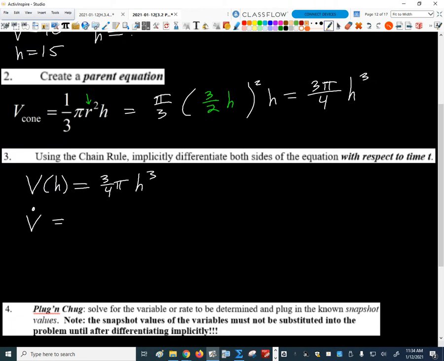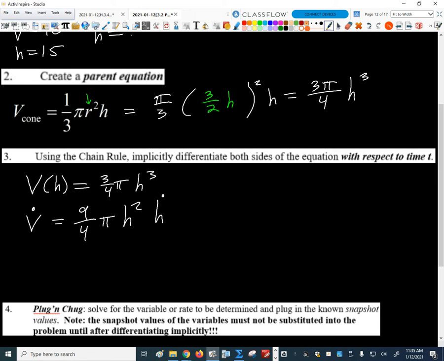So I've got this constant out front, right? What's the derivative of H cubed with respect to T? So we can ignore the constant for a second. What's the derivative of H cubed with respect to T? Oh, 3h squared h dot. There you go. Times my constant just gives me 9/4 pi H squared H dot, right? So I differentiated with respect to T implicitly.